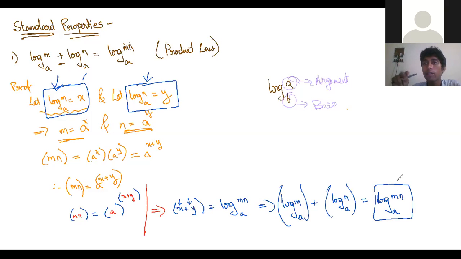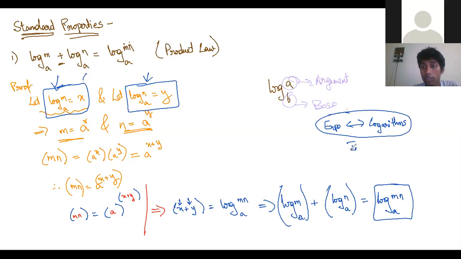See, this is like the inverse of what you learned in exponents. If the bases are equal and you're multiplying two terms, then the powers are added. But here, if the bases are same and you're adding the two logarithms, then the arguments are multiplied. In fact, exponents and logarithms, we'll discuss in your higher classes in 11th, 12th class, you learn that both of them are called inverse functions. One function is the inverse of the other.